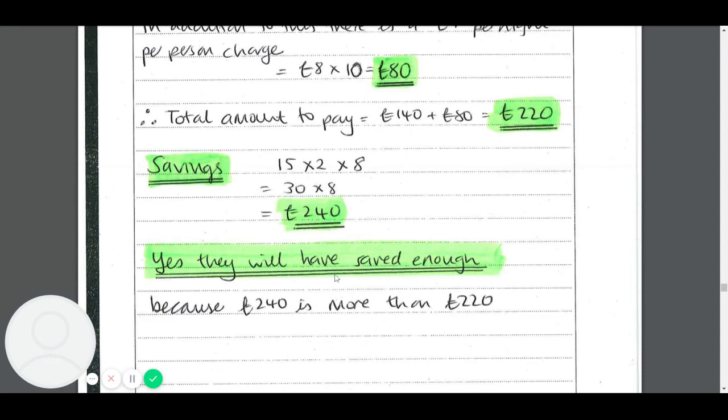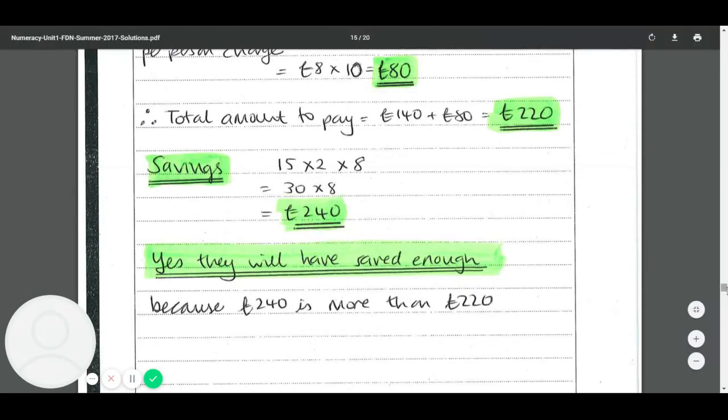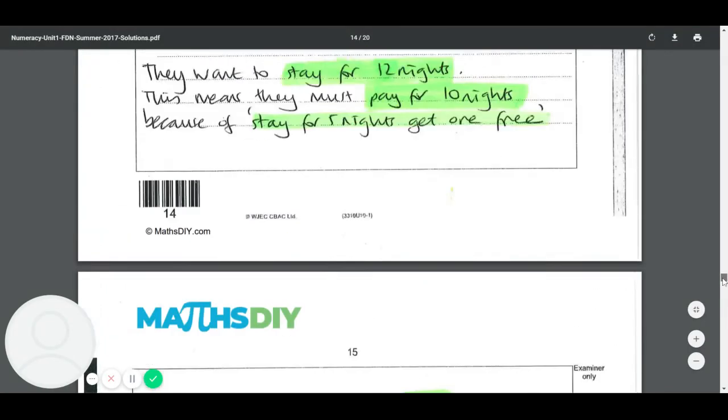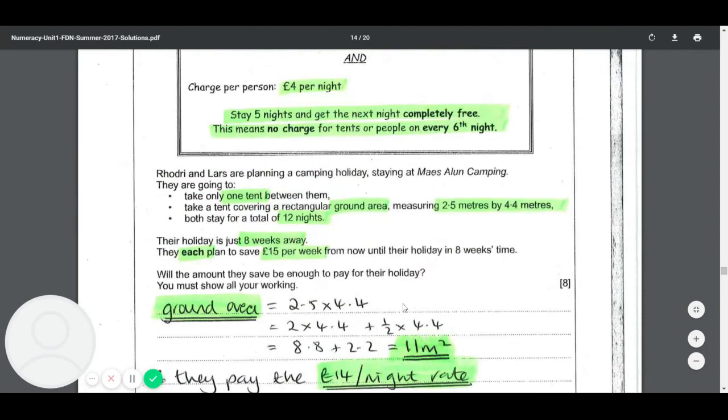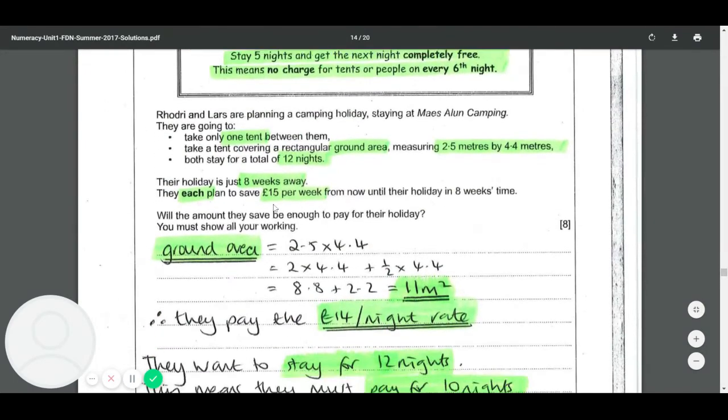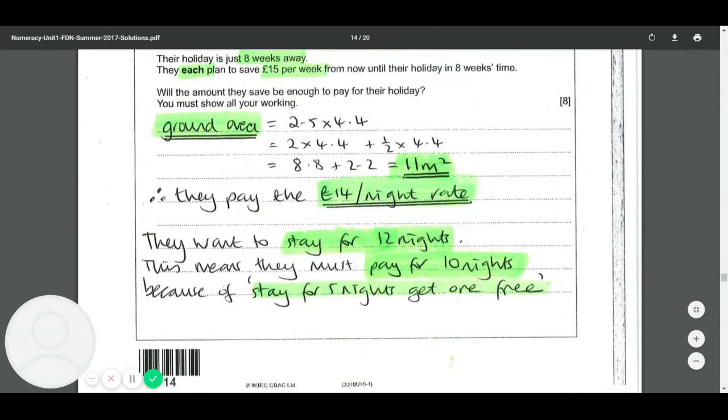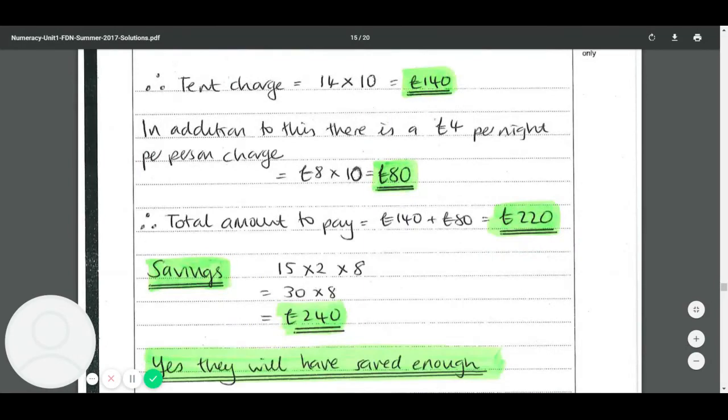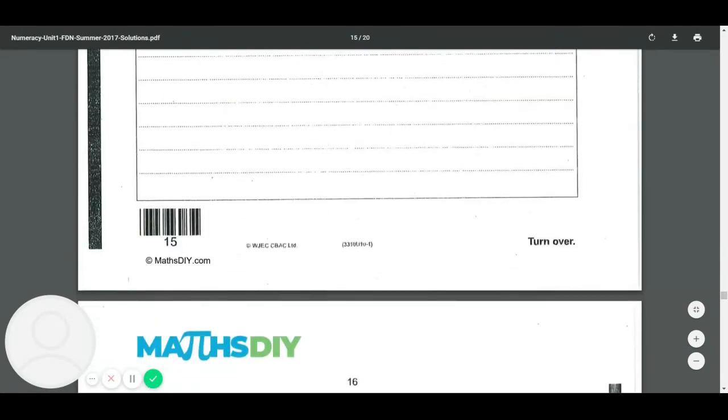Yes, they've saved enough. Okay, and it doesn't always need to know why, but just make it obvious. Say things like, because £240 is more than 220, and that way you're definitely going to get those marks. Because let's have a look at the wording of the question. You must show all your working. So they might need to see that extra little bit sometimes. And it's 8 marks, it's a lot of marks. So you're going to want to show a lot of workings there, because saying yes or no just as a guess is not going to get you the marks.